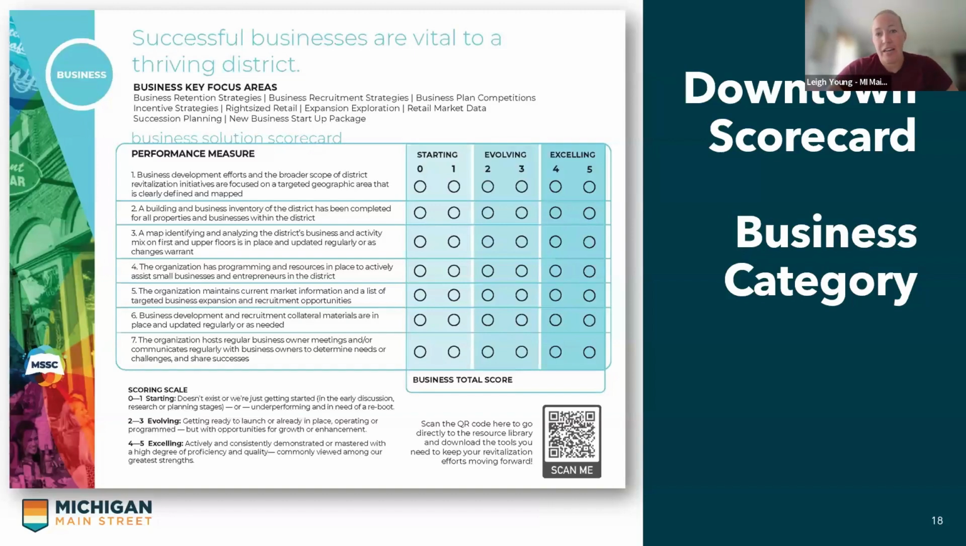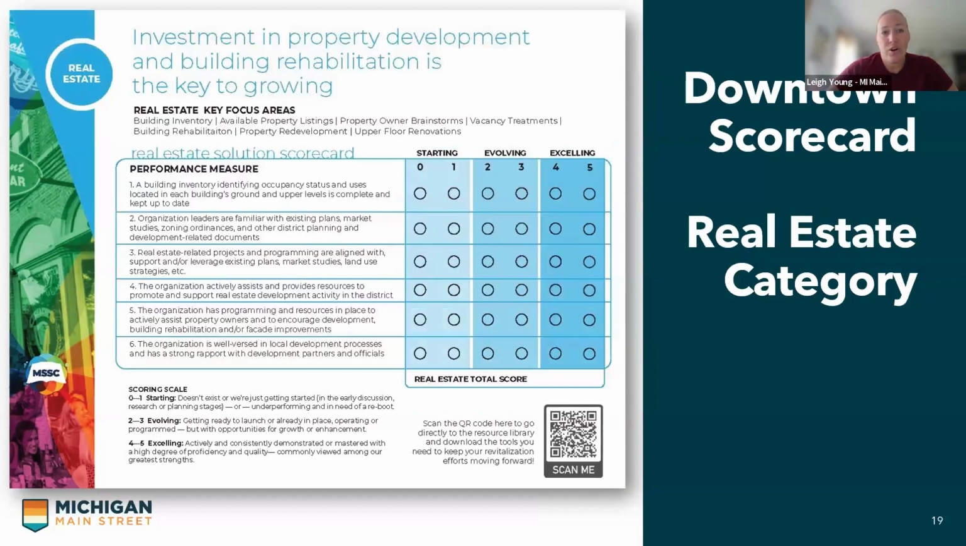So the downtown scorecard is broken out into the 8 categories of the Solution Center, starting with the business category. The scorecard for each category has different performance measures, and it's a self-assessment for communities where communities can rate themselves based on how they feel they're performing in each performance measure: starting, evolving, and excelling. So the business category really shows performance measures and best practices for how to support local businesses within their districts. Next is the real estate category. So communities can rate how they feel they do with development and their development process locally.